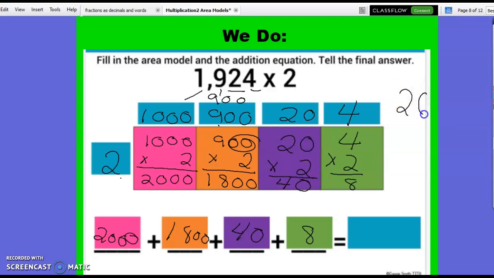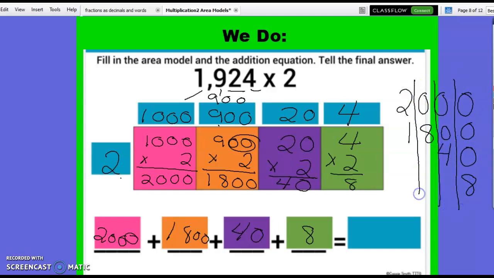So you're going to write 2,000, clear and neat, take up space, 1,800. Make sure your digits are lined up. Then 40, then 8. So if I drew lines, all of those values would have their homes, and you add. And I'm going to go ahead and extend my lines on down if I need to.